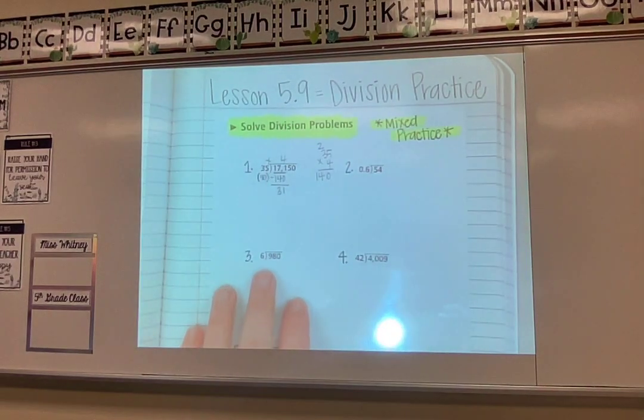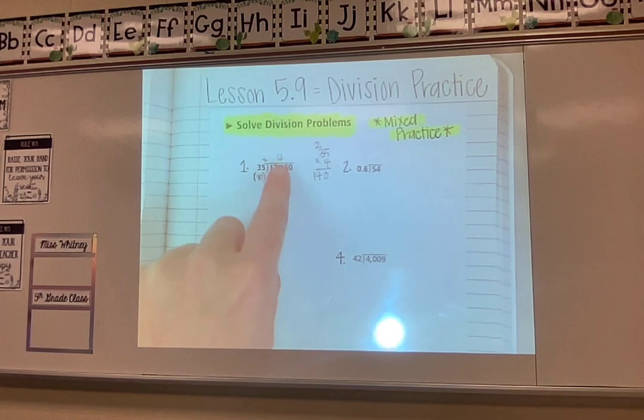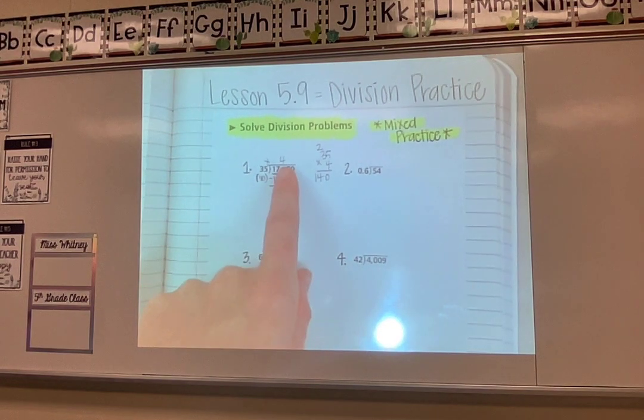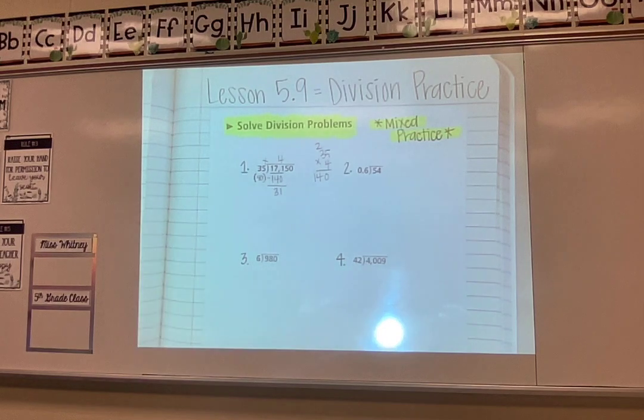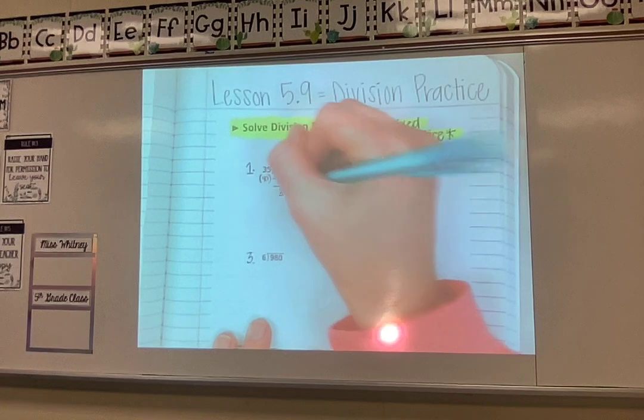Then I want to stop and check. Every time after I subtract, I need to stop and check. Is 31 smaller than 35? Yes, so I know that 4 is correct. If this isn't smaller, then I need to redo something because that number is wrong. You have to check. If it's smaller, we're good to go. So we are good to go to bring down our next number.